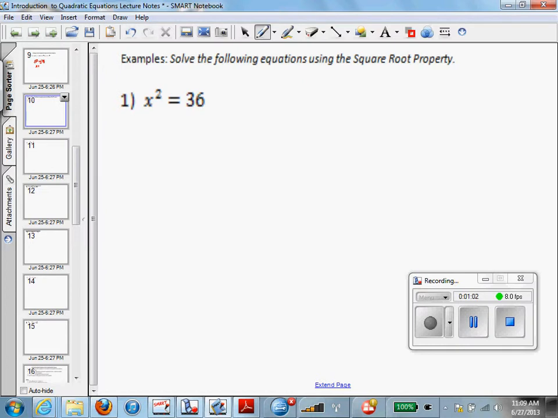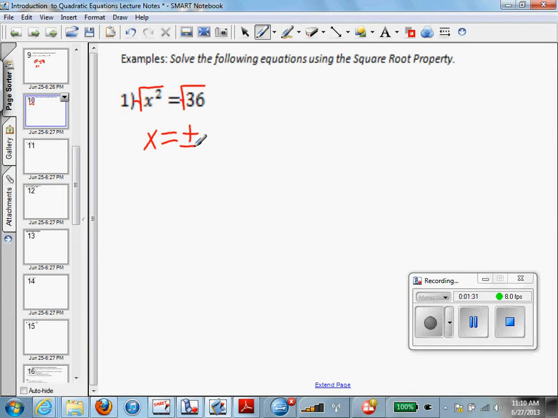Okay, so let's take some hands-on approach to this. We have, for this first example, x squared equals 36. Well, as we learned in that rule, if we take the square root of both sides, on the left side that's going to free the x squared to just make it x. And what happens when we take the square root of anything, we get two answers. We get a positive and we get a negative answer.